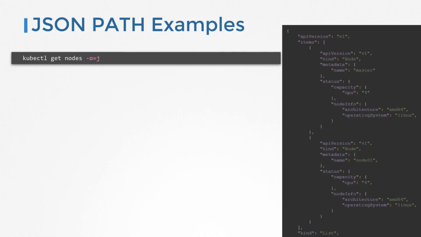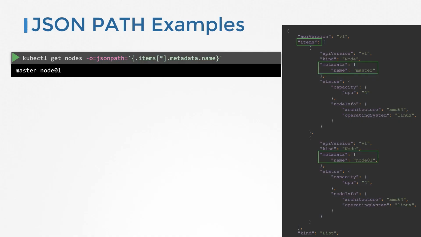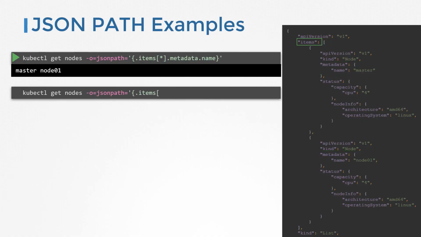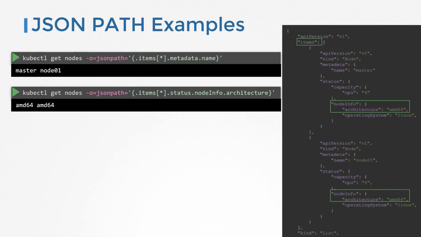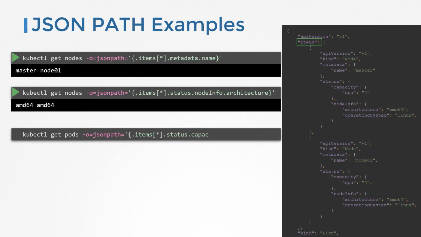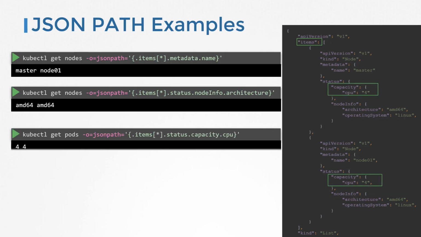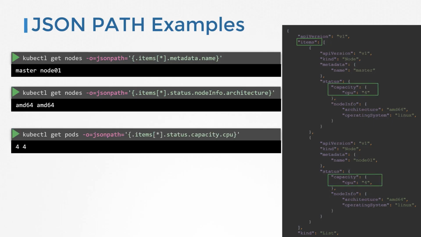A JSON path query of .items[*].metadata.name with the kubectl get nodes command gives us the names of the nodes in the cluster. A query of .items[*].status.nodeInfo.architecture returns me the hardware architecture of the nodes. And .status.capacity.cpu returns me the count of CPUs on these nodes.